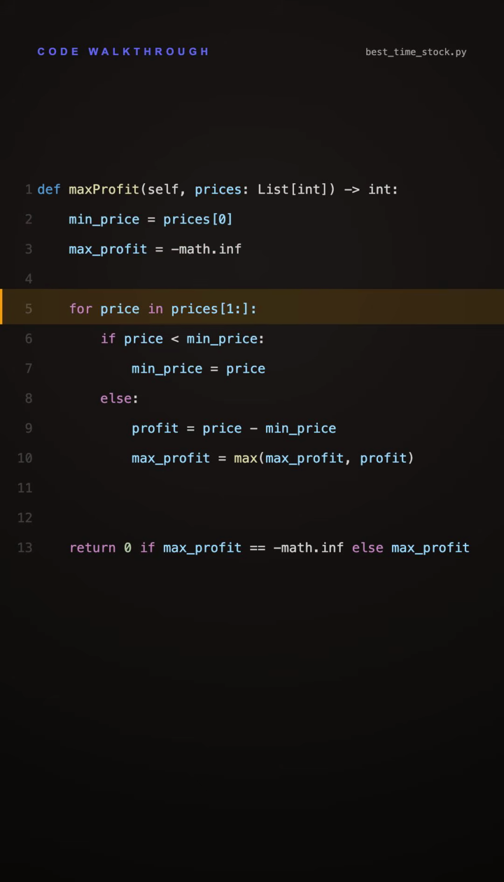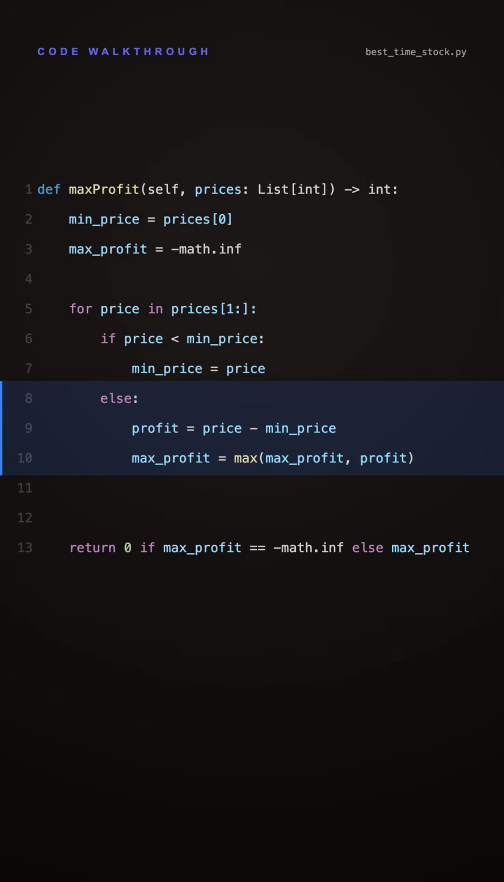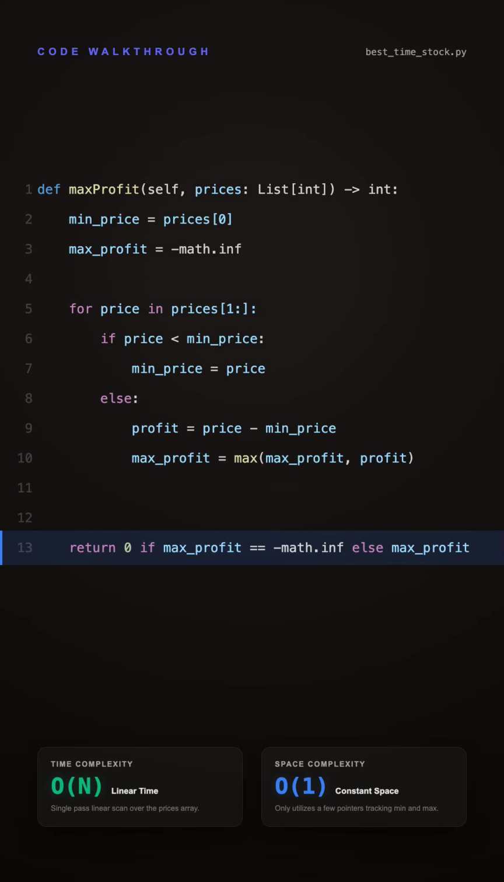Here we scan the array once. If we find a smaller price, we update minimum price. Otherwise, we compute the profit using current price minus minimum price and update max profit if it's higher. In the end, max profit is our answer.